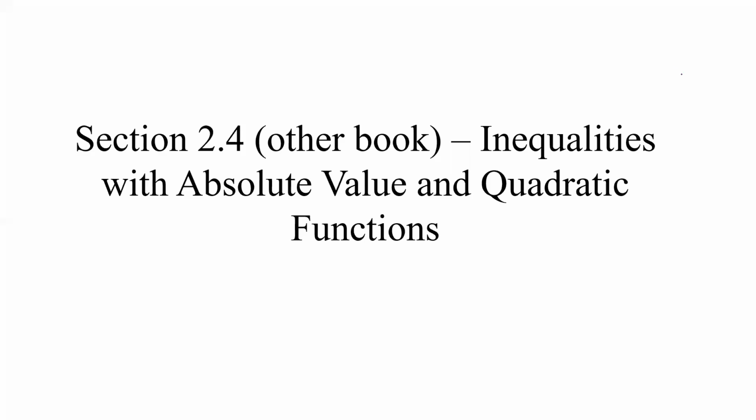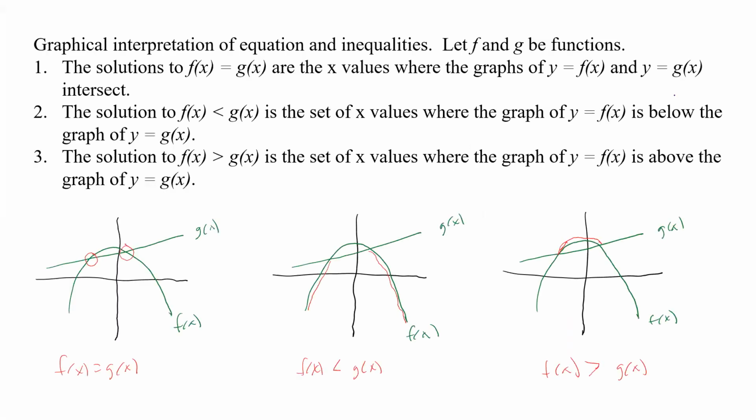All right, so now we're on section 2.4 from the other book. This is the handout specifically for just this section, and it's on inequalities with absolute value and quadratic functions. I've drawn some pictures here, and these are graphical interpretations of equations and inequalities. What we're going to do is let f and g be some function, okay?